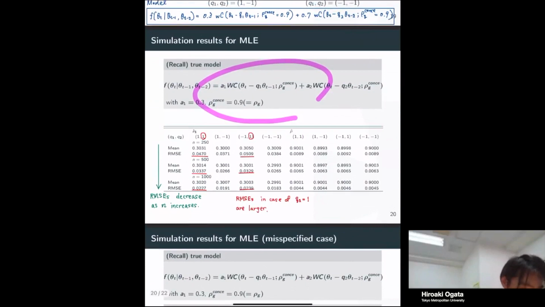The first is the correctly specified case. The true data model is this one, and we estimate A1 hat and the concentration parameter of G. As we expected, our RMSE decreases as N increases. And when Q2 is 1, strangely, the RMSE is larger than in the case where Q2 is minus 1.